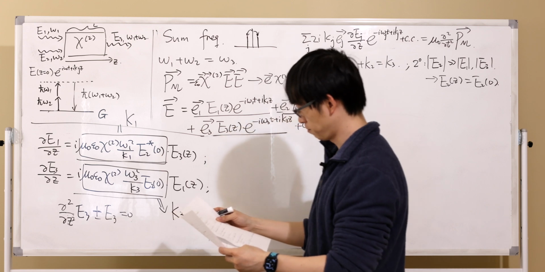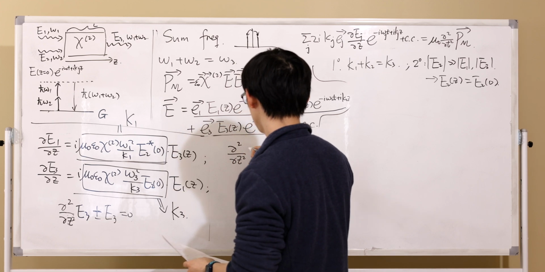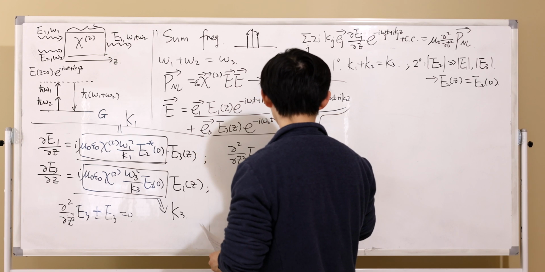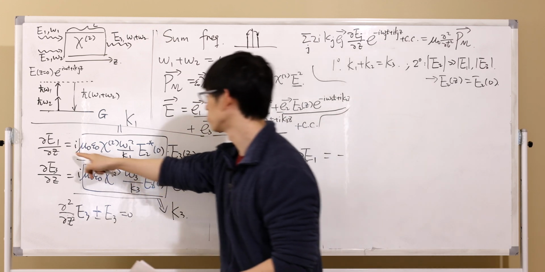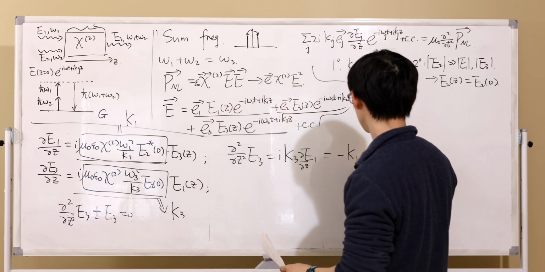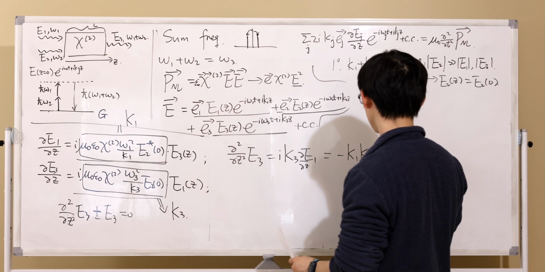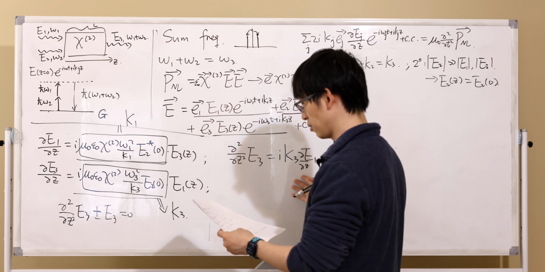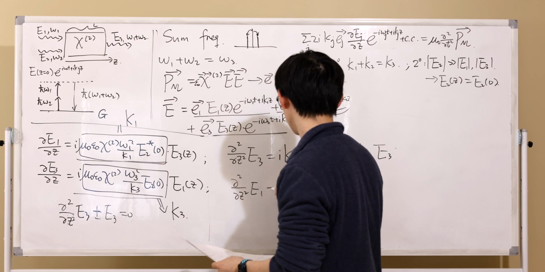If you take the second derivative of this one, partial z of E3 equals i K3 E1, right? And then you have the E1, so you plug it in, equal to minus, because you have two i's here, i times i, minus K1 K3 times E3. So this is the equation you get from here, and you will get exactly the same equation for E1.